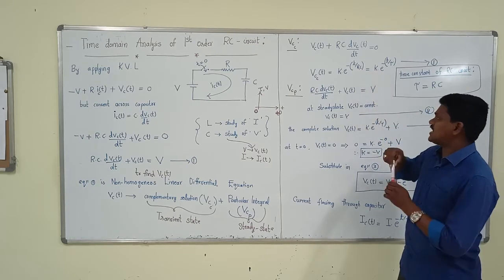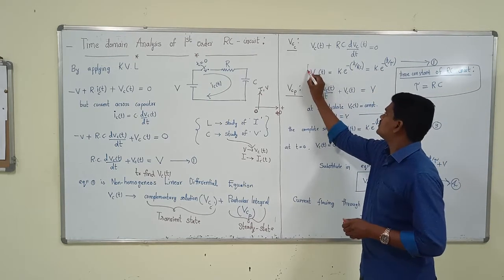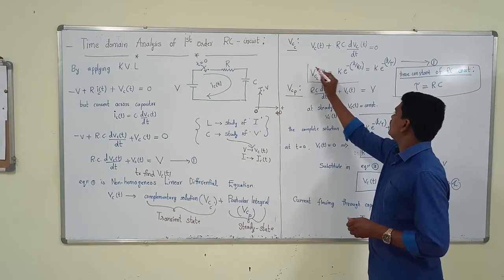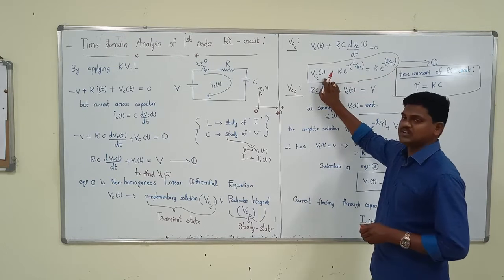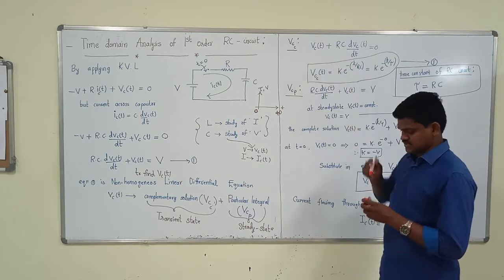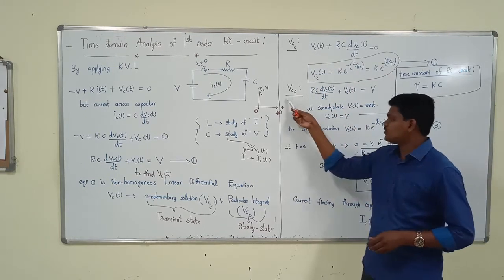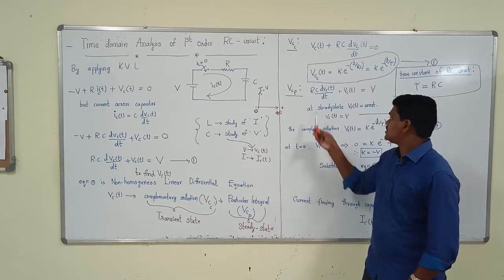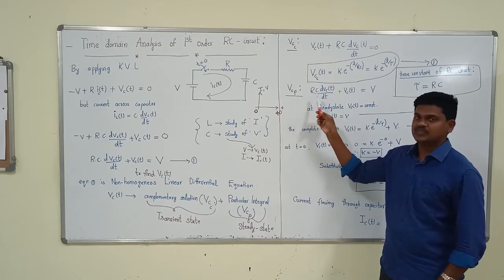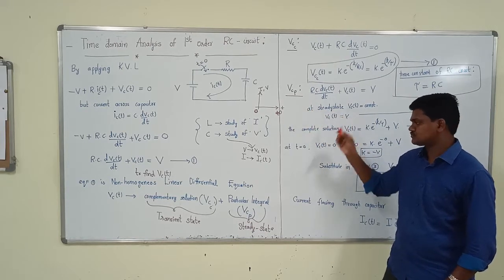Again, we will remove this k. This is the complementary solution of the capacitor voltage. By solving this, we will get this. Now we will move into the second part, particular integral. So here the particular integral has the source also.